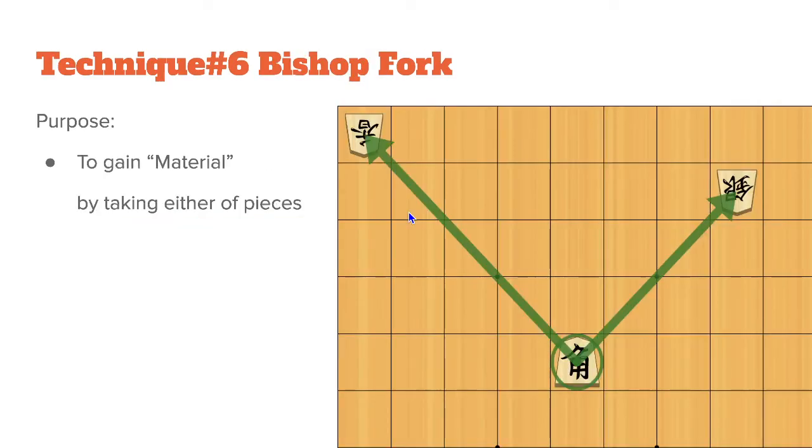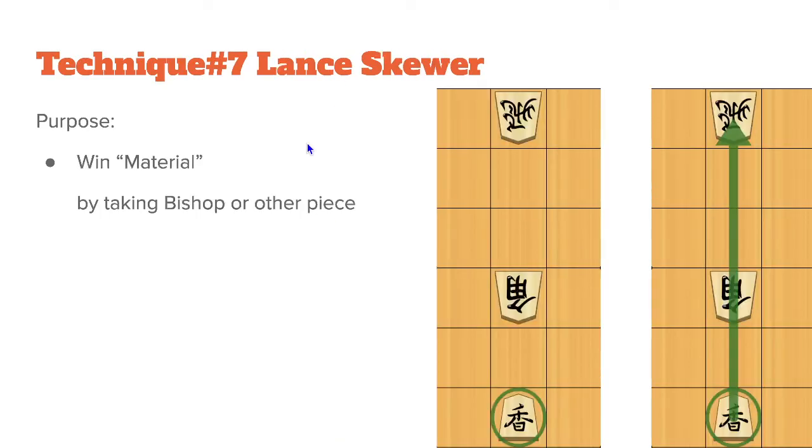And the sixth technique is bishop fork. The purpose of this technique is to gain material by taking either piece. So this bishop can take either the silver or the lance. And the seventh technique is lance skewer. The purpose of this technique is to win material by taking the bishop or another piece. Notice how the bishop cannot move, because if the bishop moves, then this lance can take the rook.